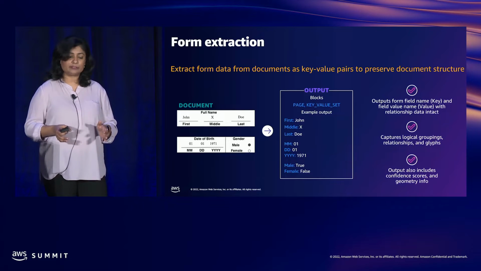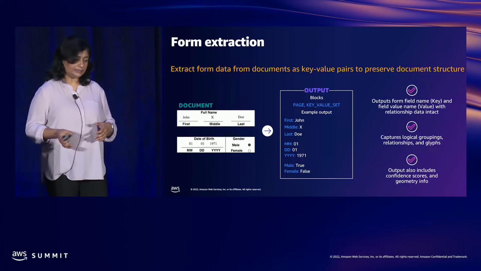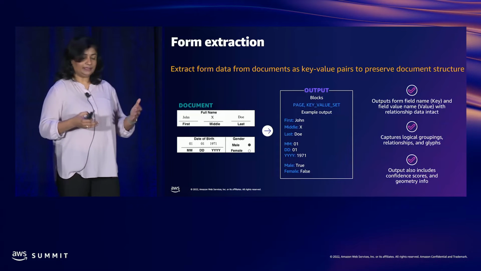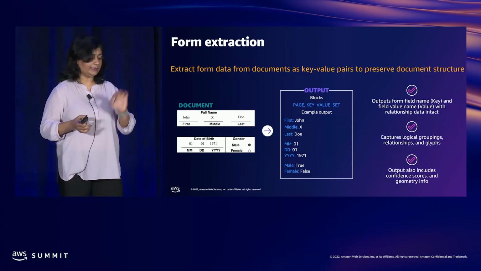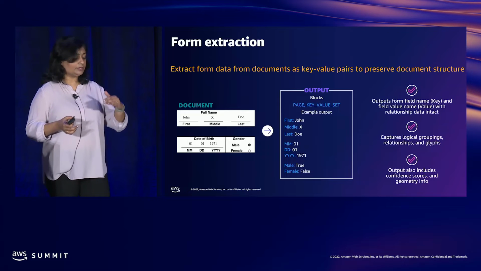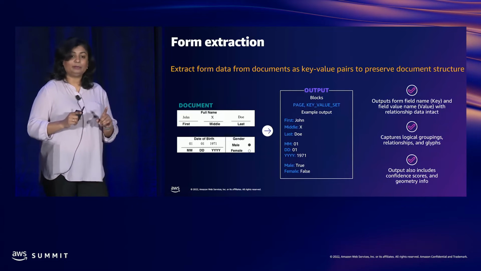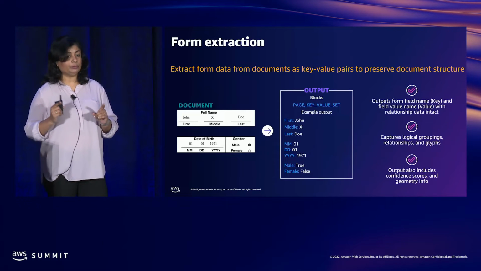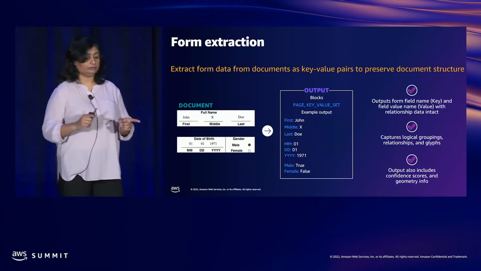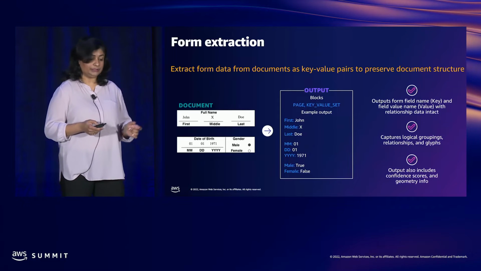So the API response consists of two blocks: the page and the key value set. The page will tell you which page it was found on. The key value set will give you, for example, first name was John, middle name was X, last name was Doe. And so you will get those associations along with it. You will also get back the confidence score for each of those, which allows you to determine if you want a second pair of eyes through a human review process. It also gives you back the geometry information.